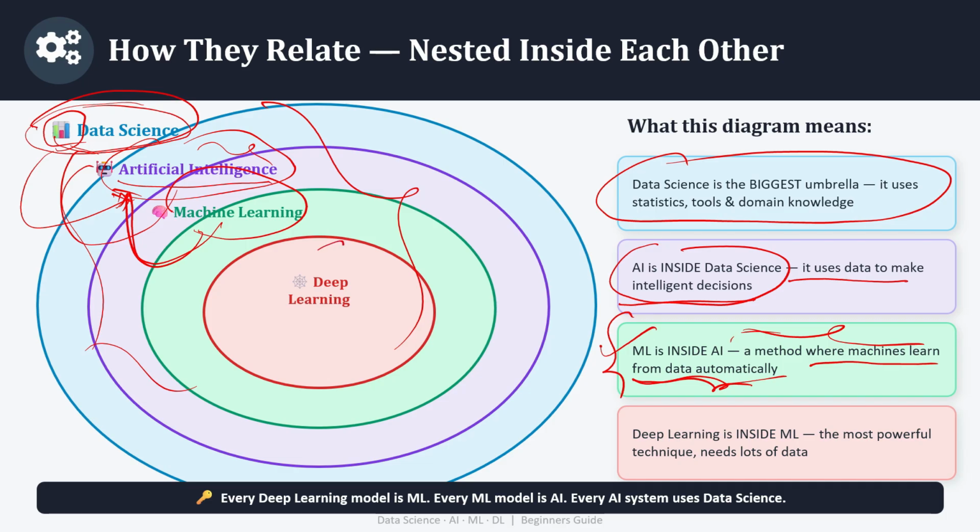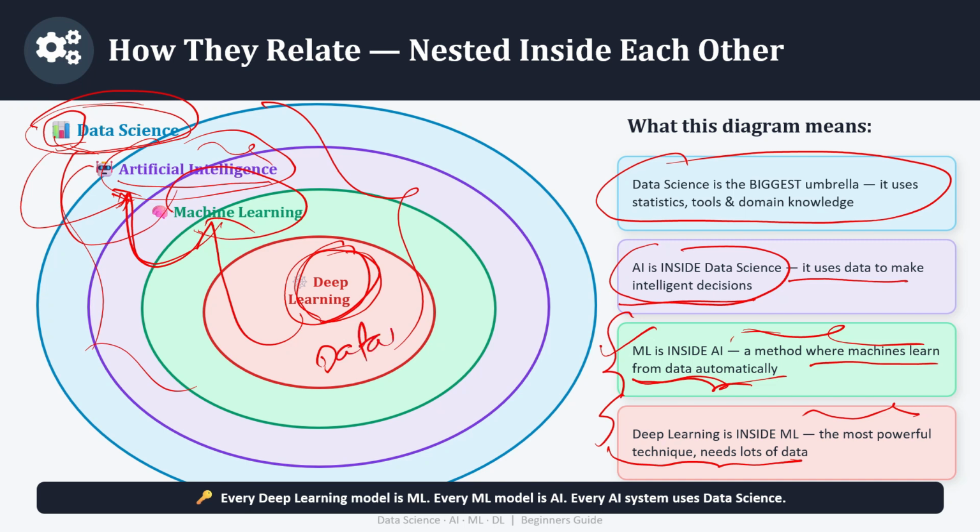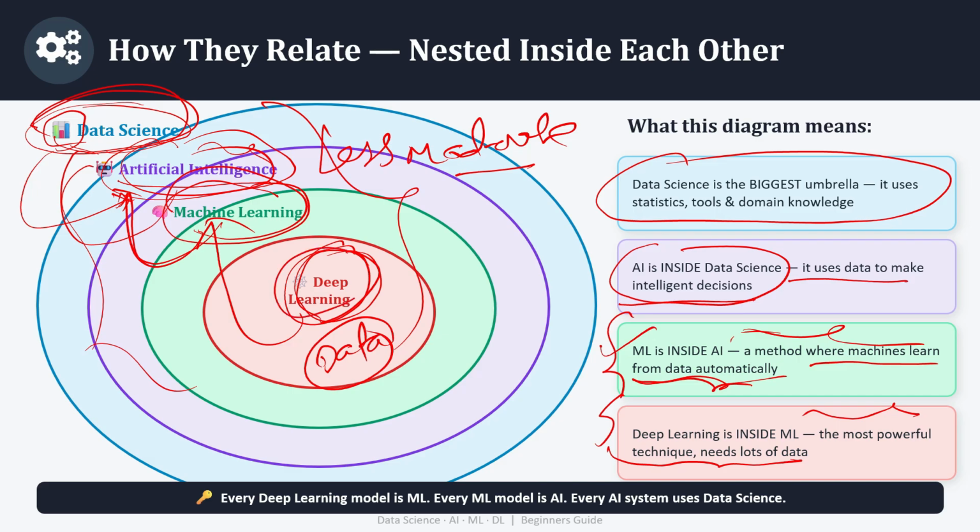And then we have deep learning, which is inside ML. It is the most powerful technique and needs a lot of data. When we talk about deep learning, it's not about some specific data. The scope of data in data science, artificial intelligence, and up to machine learning may be less or moderate. But when we come to deep learning, we have a humongous amount of data, and your system is going to learn from that huge amount of data to get insight into that particular data.